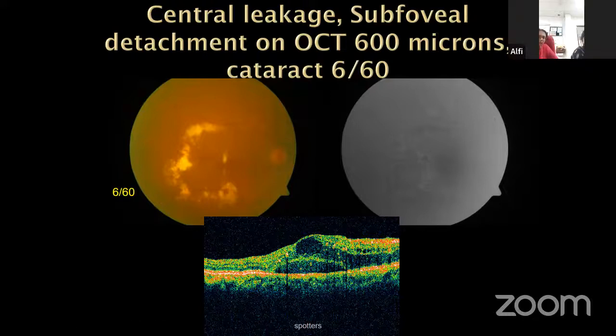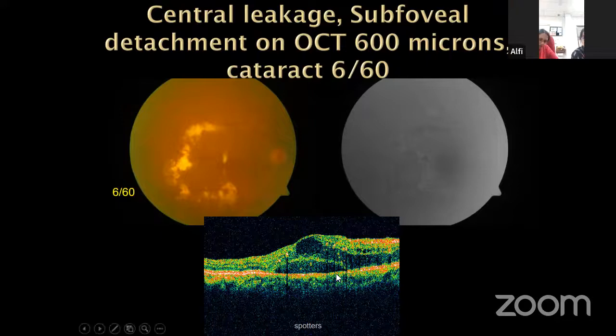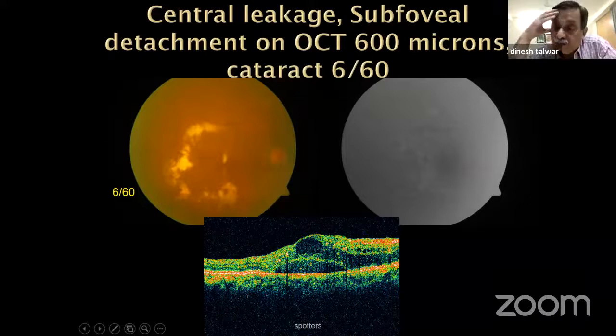Hyperreflective spots. Okay. Which are the hyperreflective spots? How would you know whether there are hyperreflective spots or they are hard exudates? What is the difference? Can you differentiate? How will you differentiate between the two?